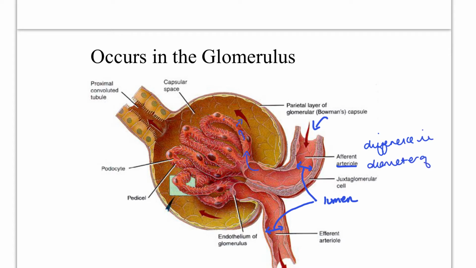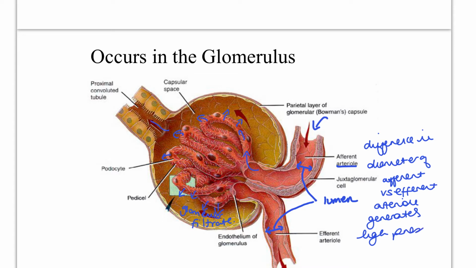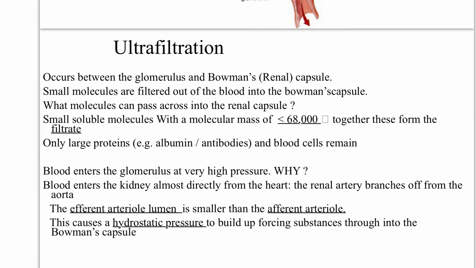So then as the blood travels into the glomerulus, everything gets squeezed out and forms this glomerular filtrate. And so we get all this filtrate formed here, and then the filtrate is going to travel down the proximal convoluted tubule, and we'll talk about that later. This is an important diagram, I think, for being able to visualize what's going on. So let's talk through the process.